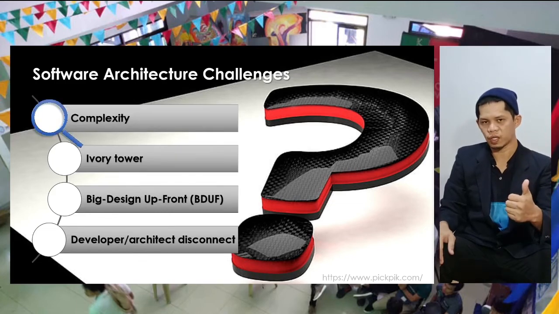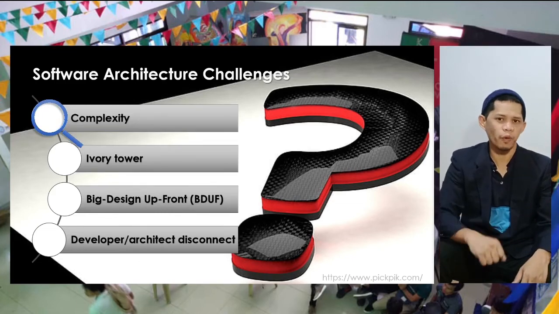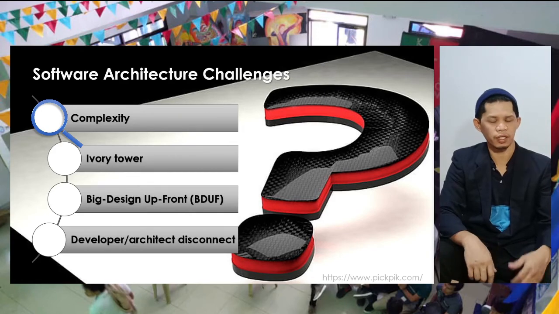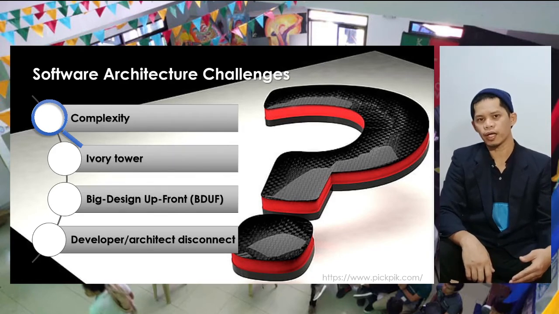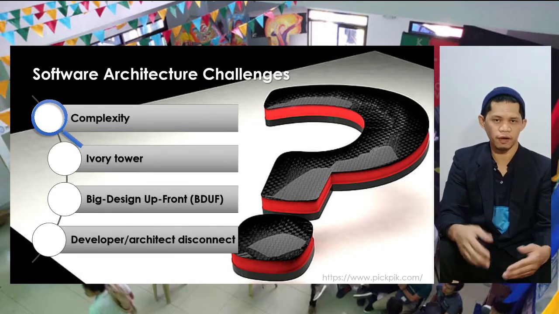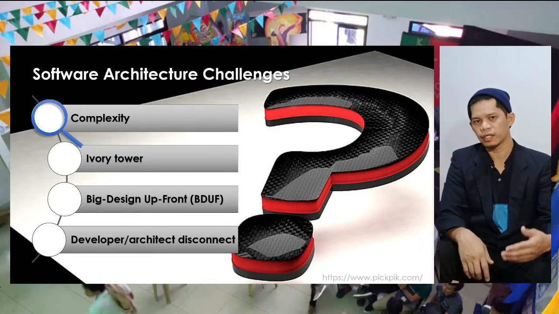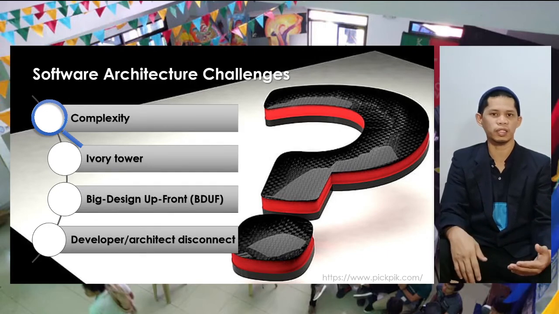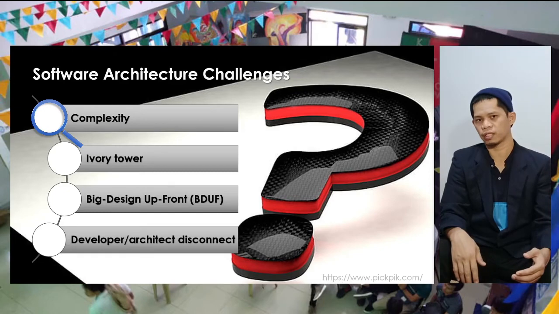Number one is complexity. One of the important functions of software architecture is to simplify the complexity that may exist in the requirements and the architecture itself. As the system progresses, the complexity of the requirements and the software design also increases unless proactive actions are taken.